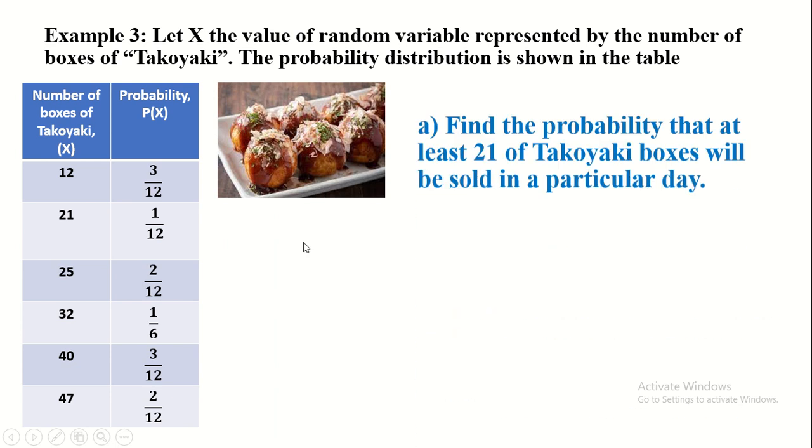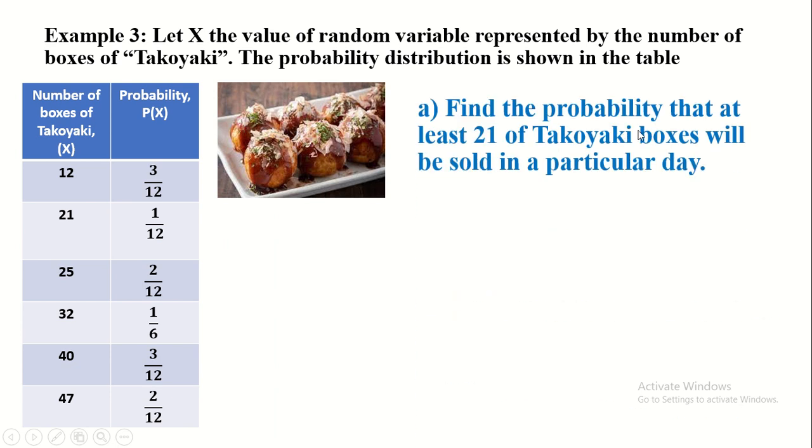Okay. Ang tanong, find the probability that at least 21 of takoyaki boxes will be sold in a particular day. Ibig sabihin, tinitingnan natin yung mga probabilities ng at least 21 of takoyaki boxes na naibenta. Pag sinabing at least, that is greater than or equal to. Ibig sabihin, hanapin daw natin yung probability of x that is greater than or equal to 21.